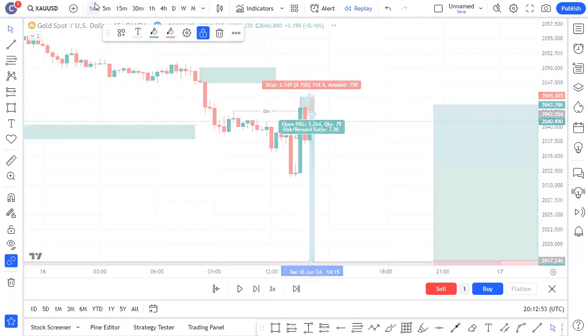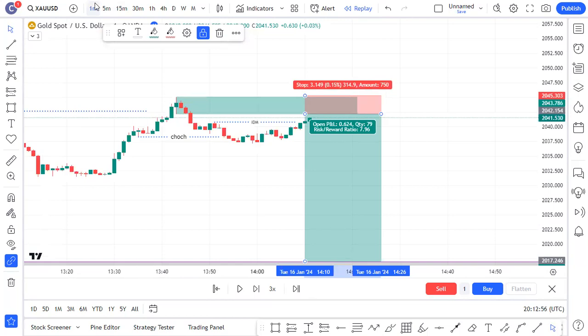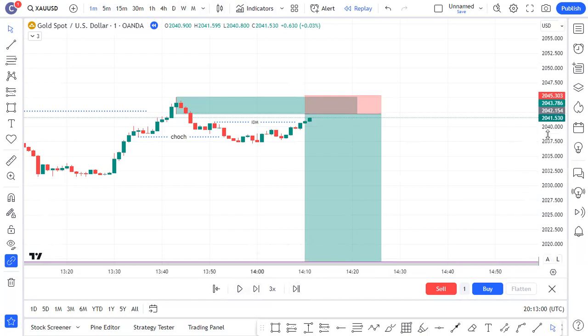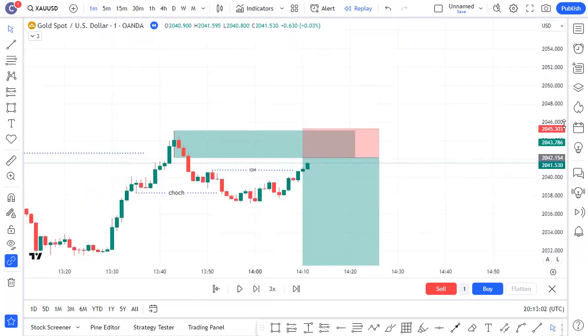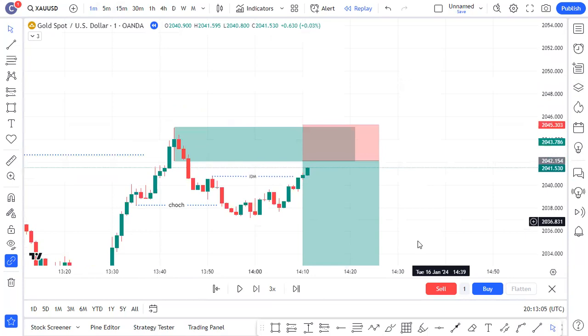Then I'll go back to the lower time frame and I look for another entry using the single candle order block. Okay. So let's see if this market will create a single candle order block here. And what is a single candle order block? This is when one candle closes below another candle. Okay.